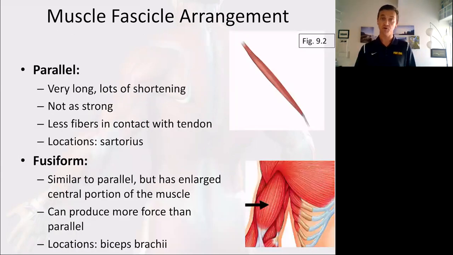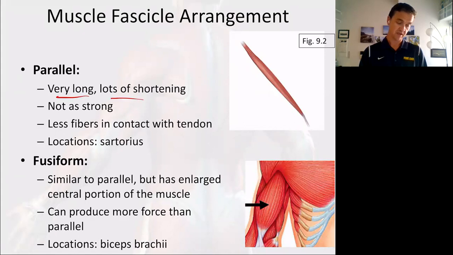Okay, two more arrangements here. We have what's called parallel fascicle arrangement. Very long muscle, lots of shortening, but we don't get as much strength out of it, okay, because they're all pulling kind of in the same line, and there's just less fibers contacting the tendon. One example of this is the sartorius muscle. That muscle that's the longest one in the body goes all the way from your pelvis, wraps around down your hip. That one is parallel fascicle arrangement.